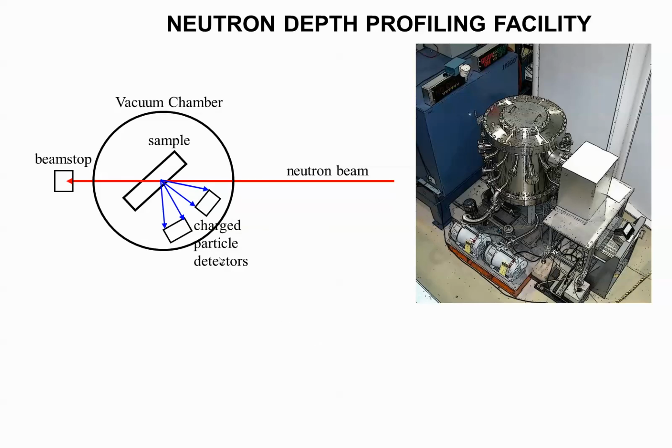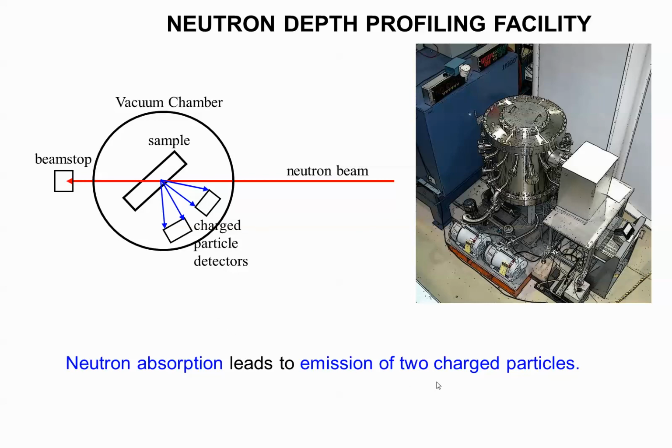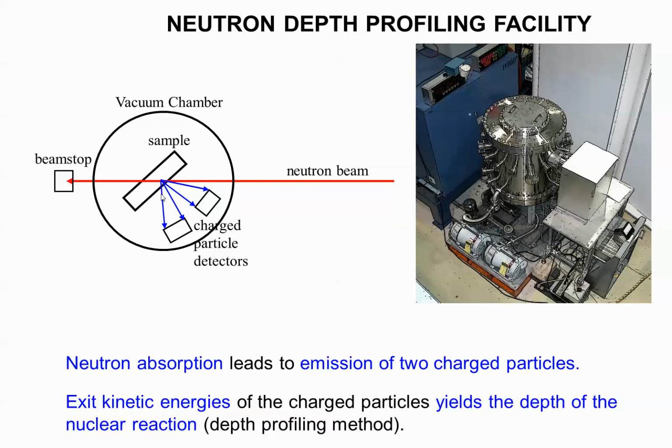Neutron depth profiling. The facility itself is a neutron beam that gets absorbed in a sample, skin deep. Then there's emission of two charged particles, which get out of the sample very near the surface, and then a detector sitting outside, measuring the kinetic energies and the angle, determines the depth of the nuclear reaction. This is neutron depth profiling.